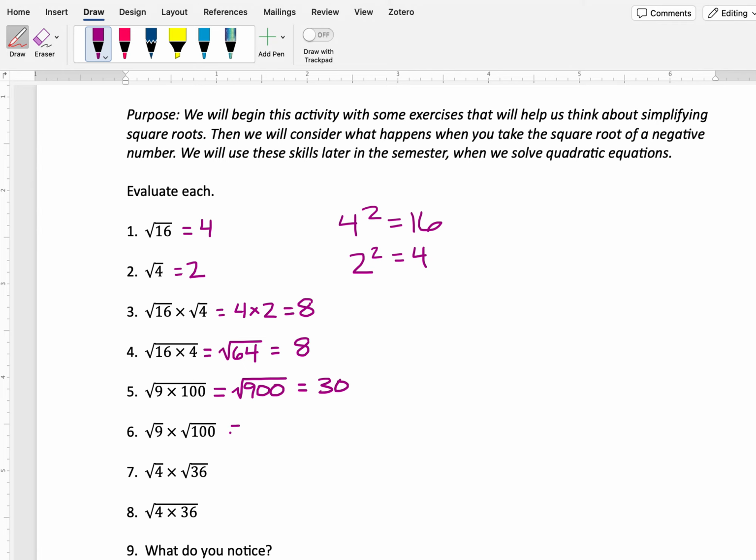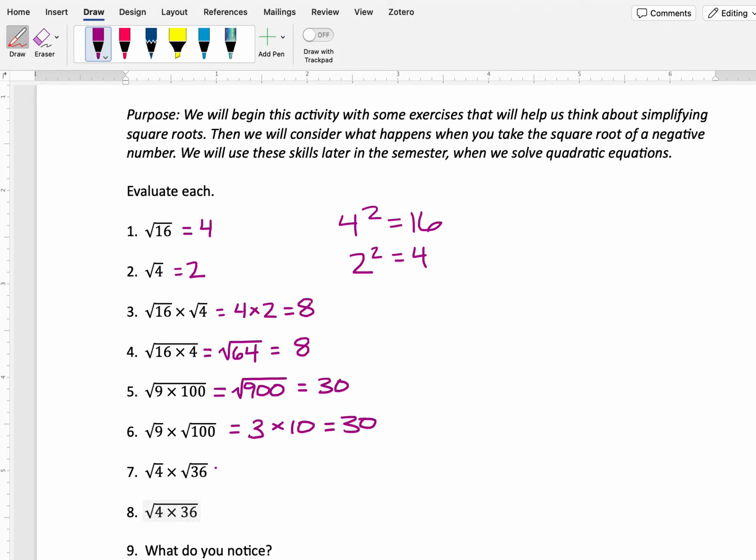For number 6, square root of 9 times square root of 100. I know that the square root of 9 is 3, because 3 times 3 is 9. I know the square root of 100 is 10. Square root of 100 is 10, so 3 times 10 is 30.